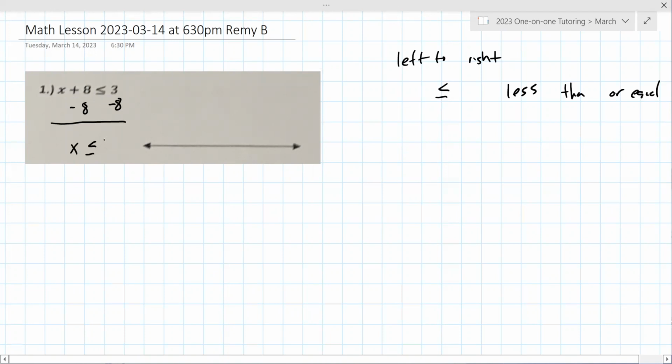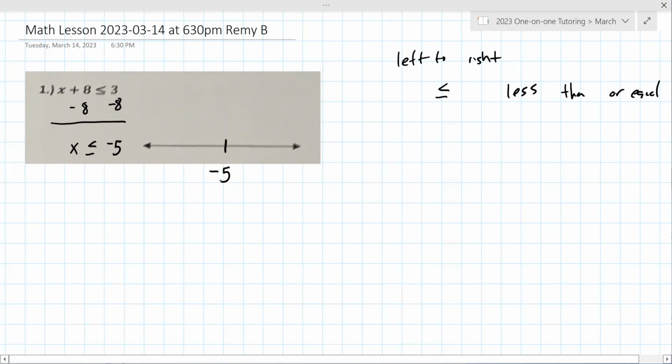What is 3 minus 8? Negative 5. -5, sorry. Negative 5. All right. Now the inequality tells you a couple of things. It tells you the point to plot here, negative 5.